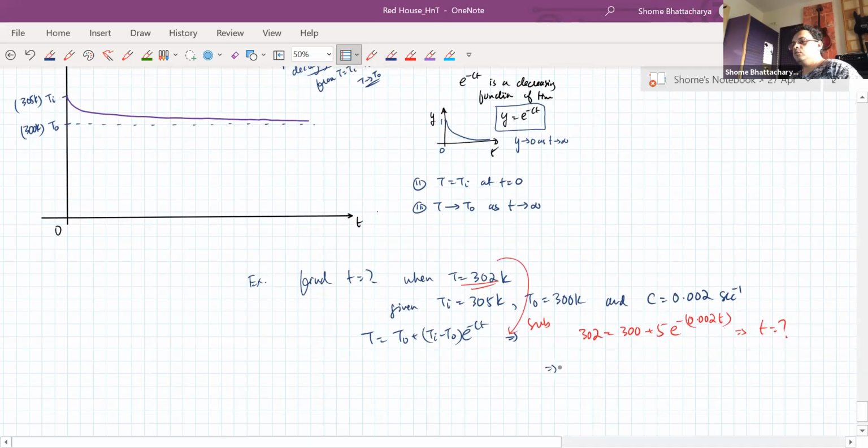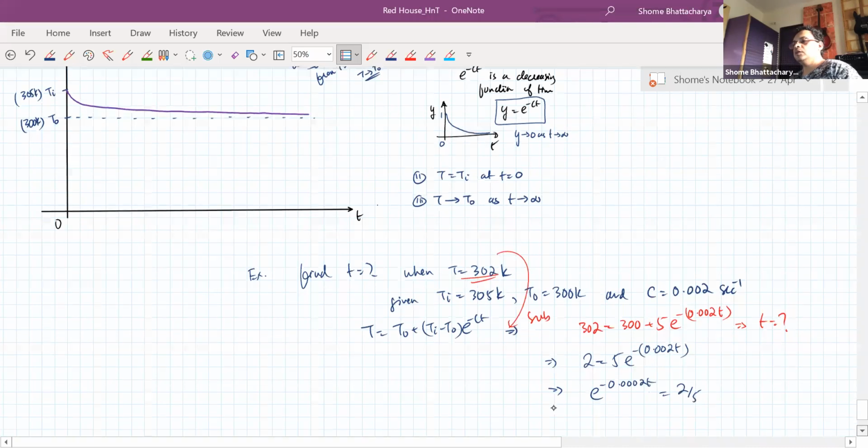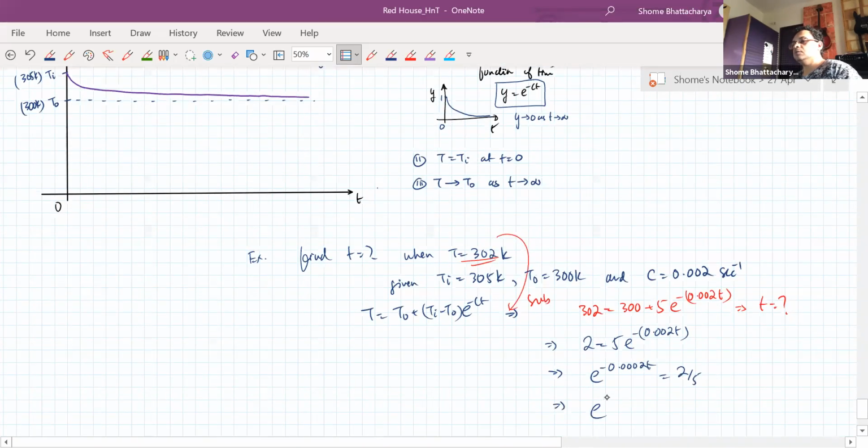So it's just a bit of a trick of solving for logarithms. So 2 is equal to 5 e raised to the power minus 0.002t. Okay, so we can see that e raised to the power minus 0.002t is equal to 2 by 5. Or we can just reverse this and say that e raised to the power 0.002t should be equal to 5 by 2.